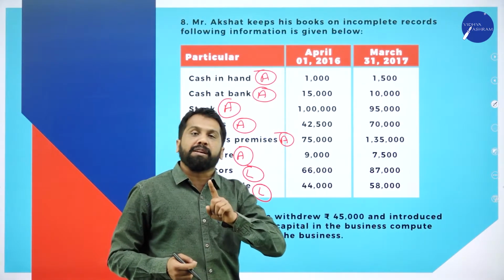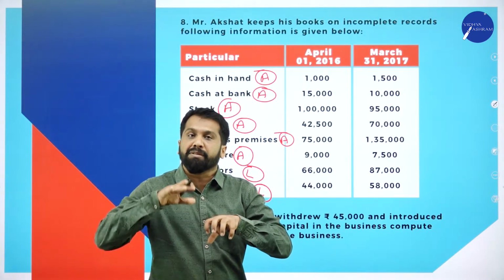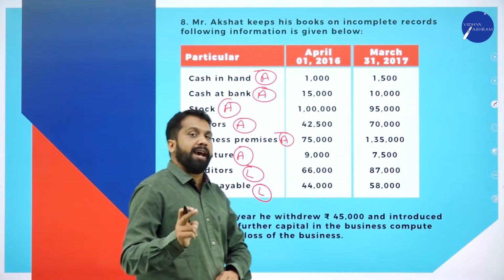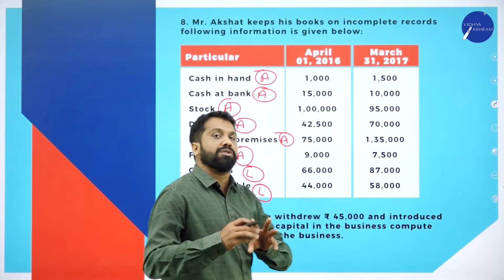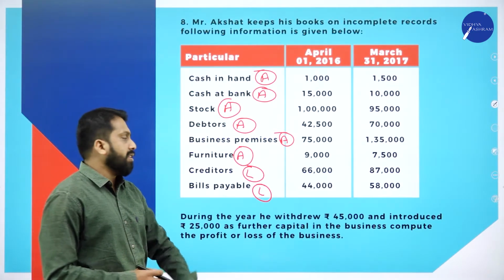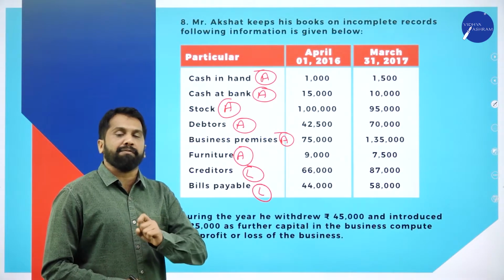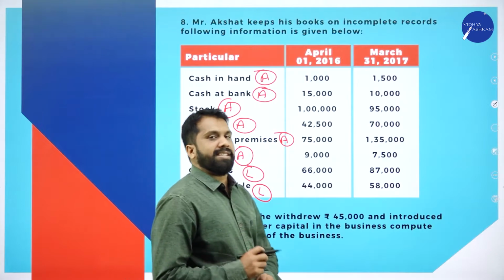Creditors is a liability. Why? Because you need to pay them. From your cash, it will be reduced. Bills payable means you have not paid them, you have to pay them. So anything which is going out from your pocket will be called your liability. Anything you have a benefit from, we call it an asset. No need to be tense, it is easy.